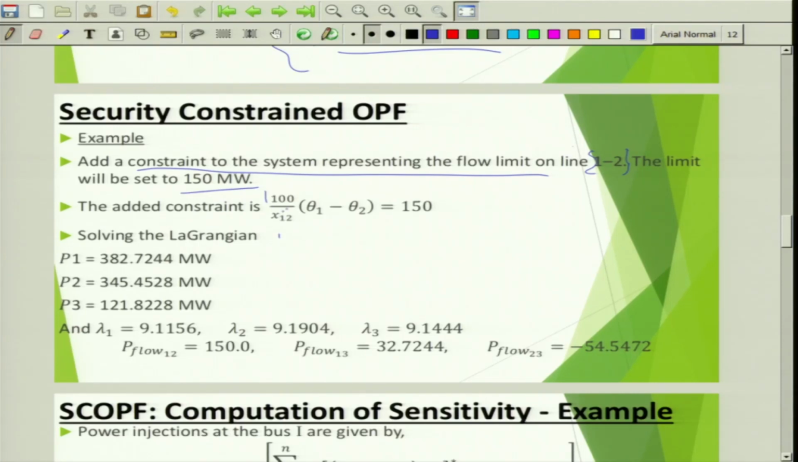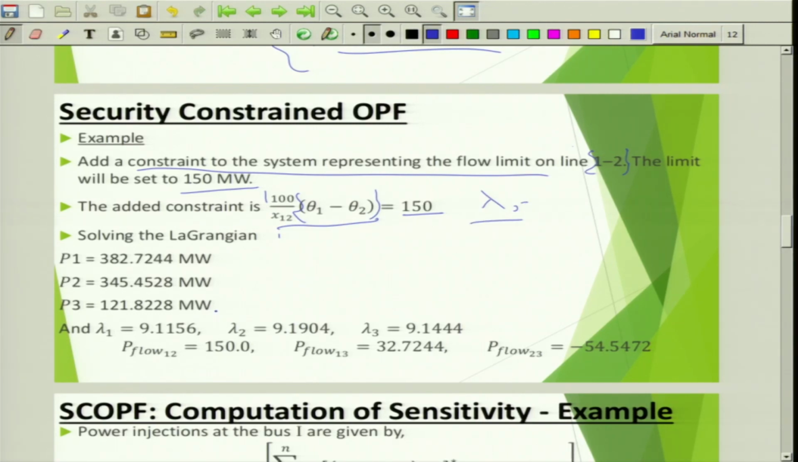this is just a multiplier, 1 by x, that means this is a power basically, 1 by x into theta 1 minus theta 2, the DC power flow. This is nothing but 150. Now this is a constraint, because of which you will get one more Lagrangian multiplier, lambda 5, let us say.